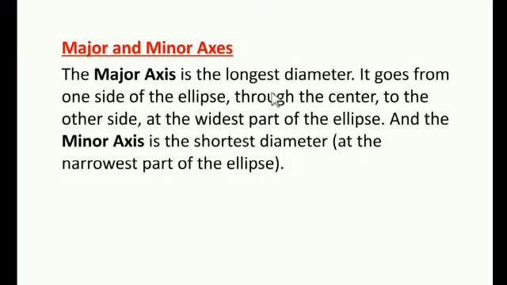Major and minor axes. Now what are the major and minor axes of the ellipse? The major axis is the longest diameter. It goes from one side of the ellipse through the center to the other side at the widest part of the ellipse. And the minor axis is the shortest diameter at the narrowest part of the ellipse. Consider the given figure again.